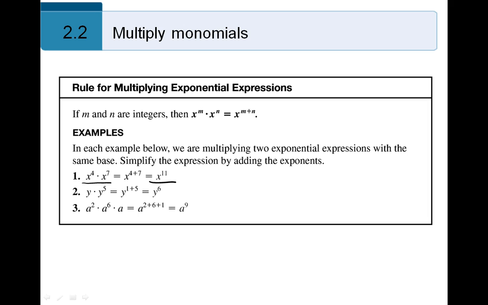We have y times y to the 5th. Remember, although we don't put the exponent 1 on the y, there is an implied 1 there. So that would be y to the 1 plus 5, which equals y to the 6th power. In example 3, we have a squared times a to the 6th times a to the 1st power. So if we add those exponents together, 2 plus 6 plus 1, we get a to the 9th power.